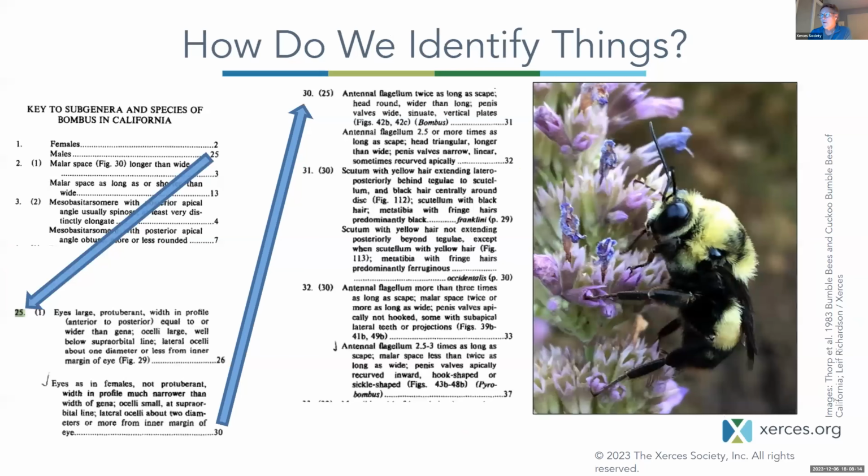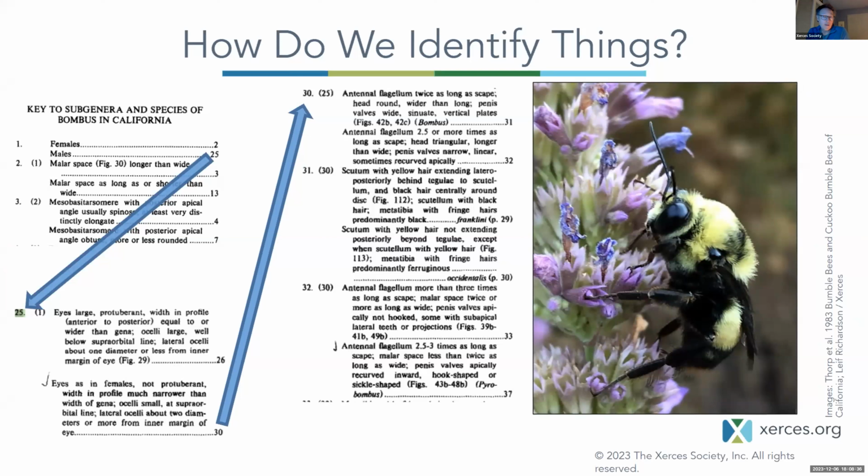All right, let's get into bumblebee identification. So how do we go about identifying things? Well, in the invertebrate world, in the insect world, scientists who are specialists mainly use dichotomous keys, like the text you see on this slide, which is copy-pasted from a bumblebee key for bumblebees in California.